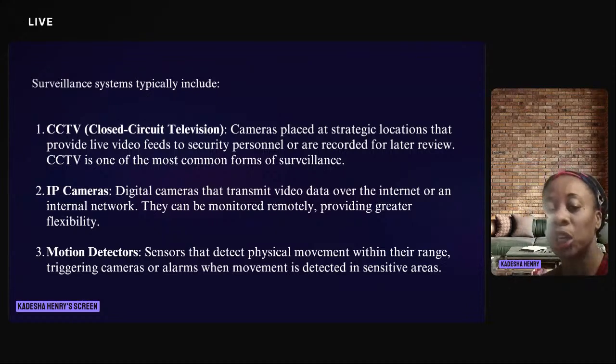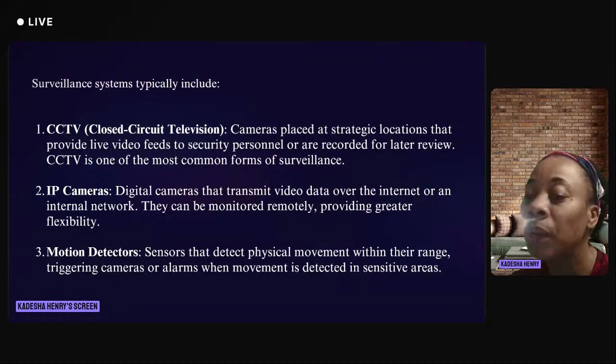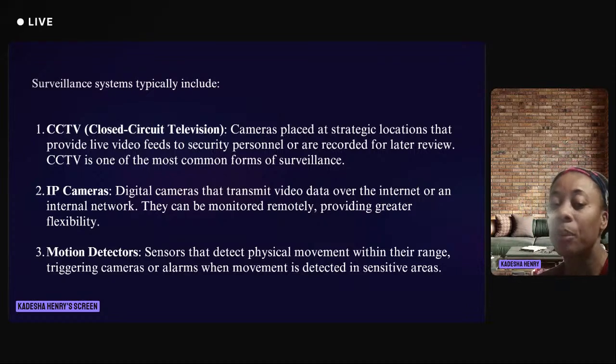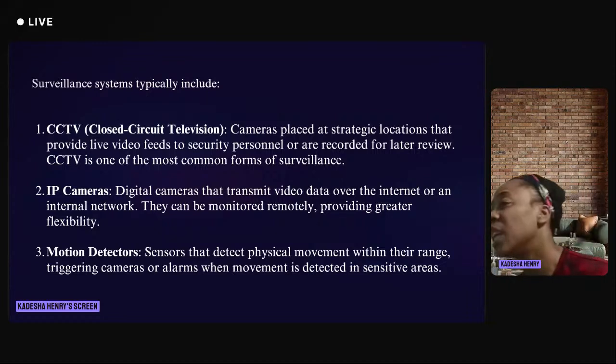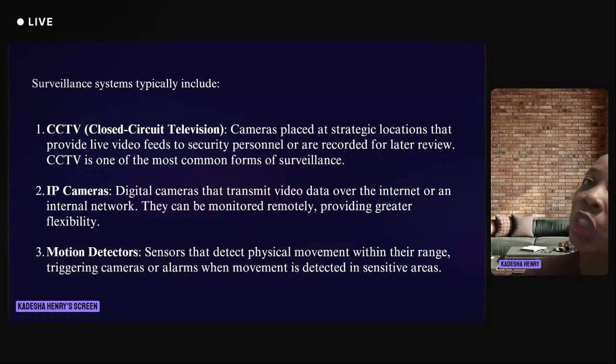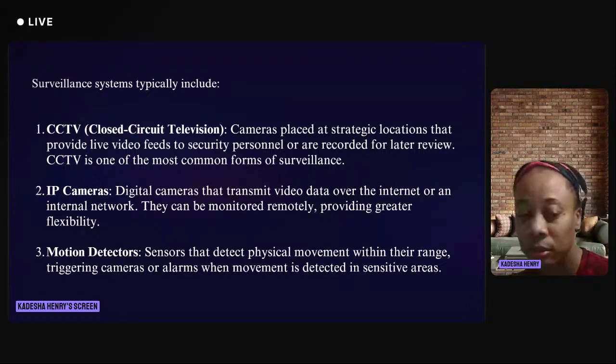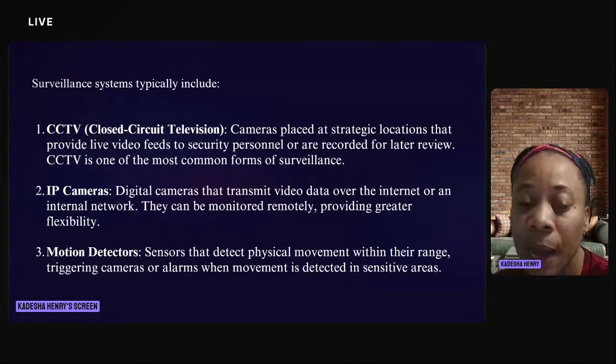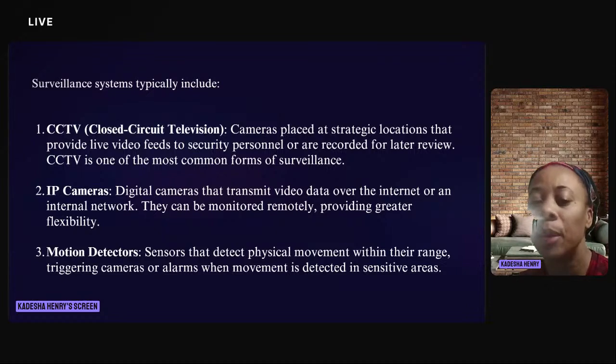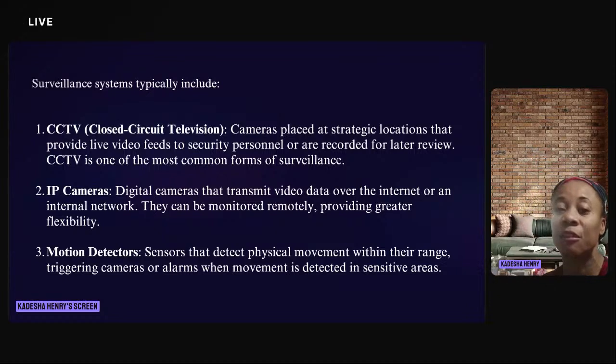And then you have motion detectors, right? Sensors that detect physical movement within their range. We have those on our homes. Sometimes when somebody passes, the motion detector picks it up and sends it to your phone immediately, and it says it has detected animals or has detected a human being, and it triggers the camera or the alarm when movement is detected in a sensitive area.